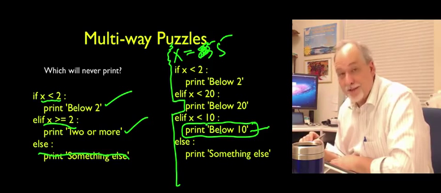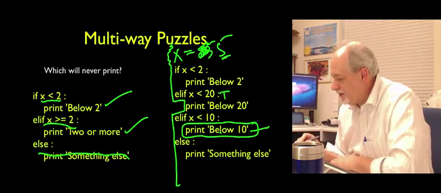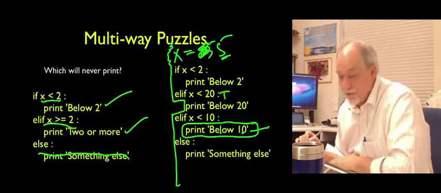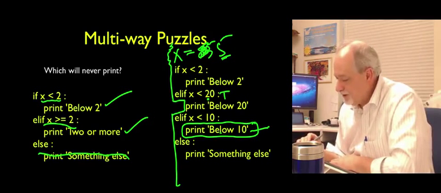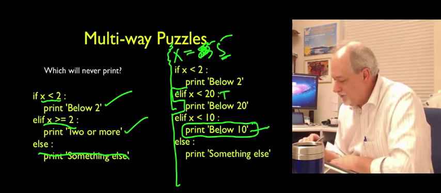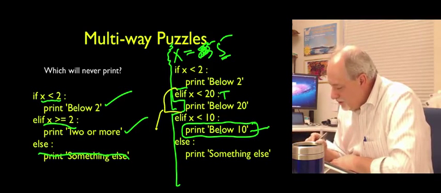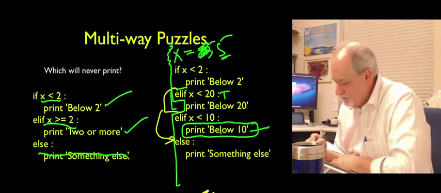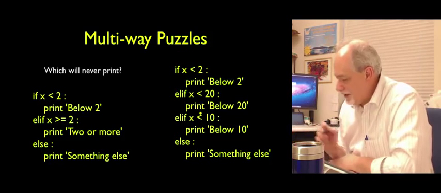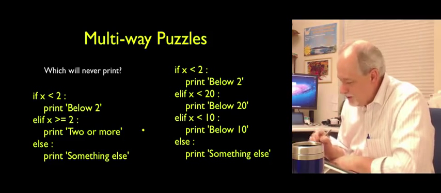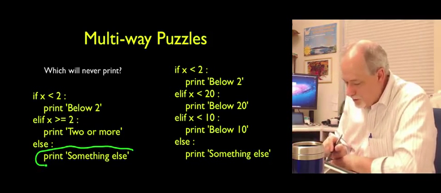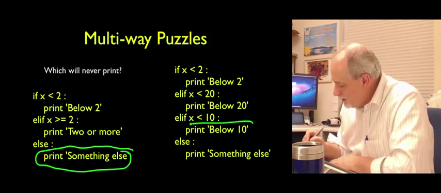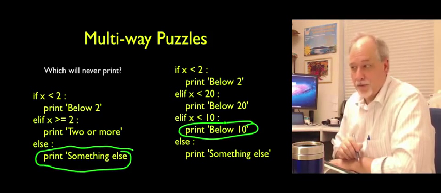Because if a value is less than 10, it's also less than 20. So this will be true. So for a value like 5, which happens to be less than 10, which you would think would cause that line to execute, it does not. This one executes because it's checked first. Now if we just moved this code down here, then it would make more sense. But basically the answer to these is, this one won't execute, and this one will never execute for any value. So there's the answer.